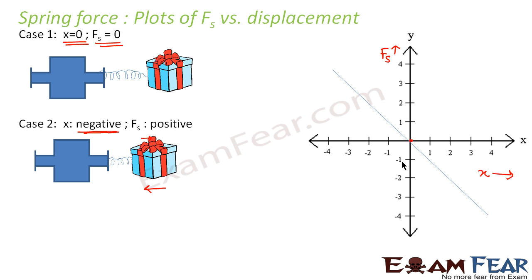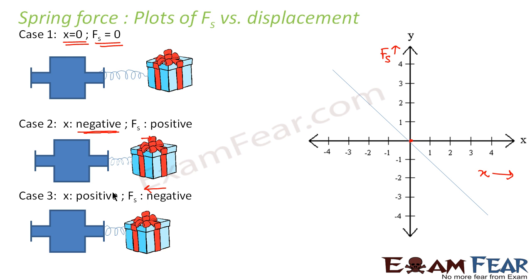So where can you see this in the graph? Here you can see that x is negative, so the values of x are on the negative axis. However, the values of Fs are positive. That means Fs is increasing from the origin to this part. You can see that the value of Fs is increasing with the value of x. However, x is on the negative axis. That means x is in the negative direction.